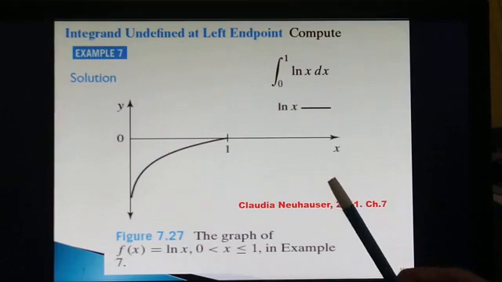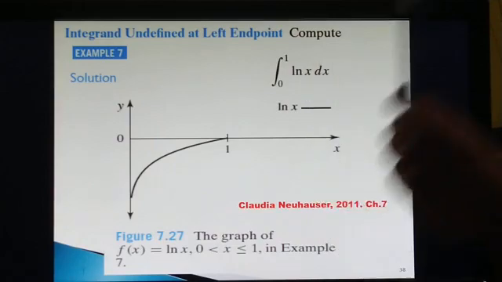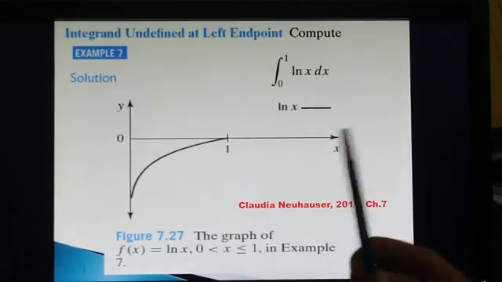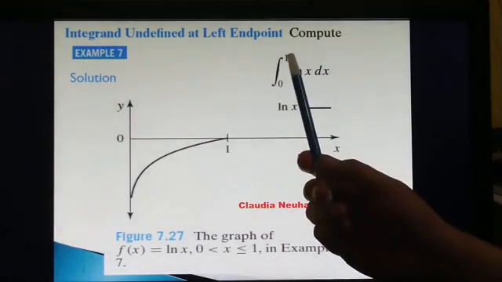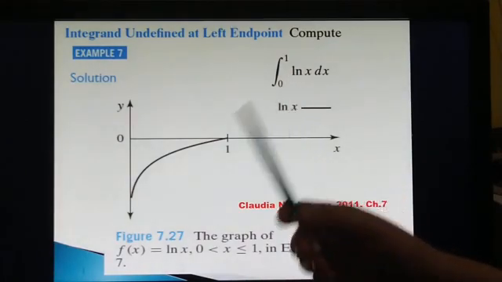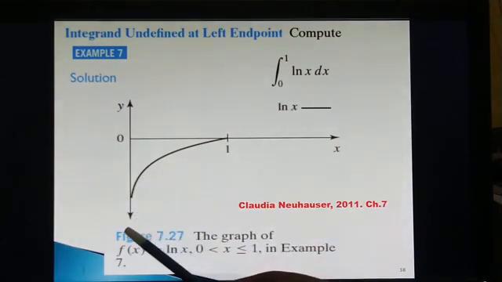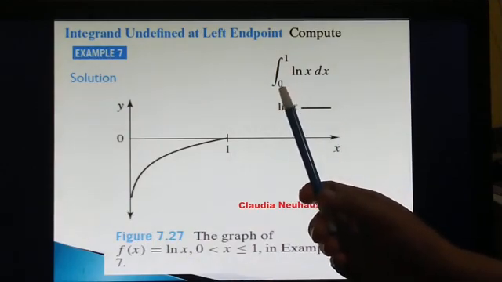For example, we want to evaluate the function ln x. We want to integrate ln x dx from 0 until 1. Is it improper? Yes, it is. Why? Because if we take ln 1, it is equal to 0. What about ln 0 here? ln 1 is equal to 0, but ln 0 is equal to minus infinity. So this is actually improper at x equal to 0.